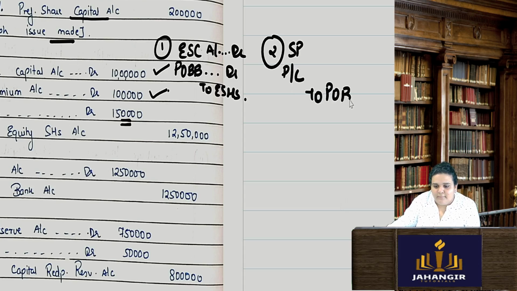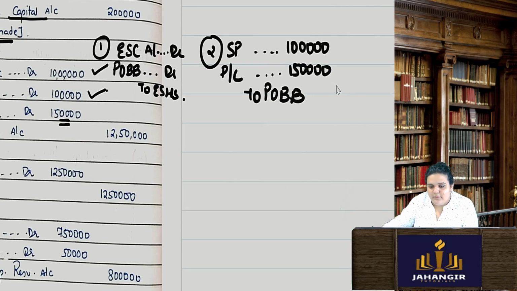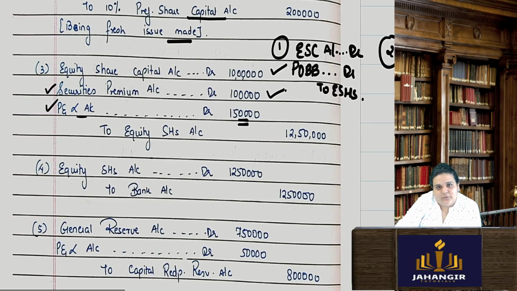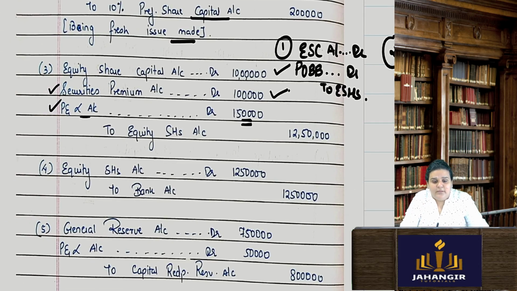From securities premium I used 1 lakh. Okay, and from P&L I used 1,50,000. So to premium on buyback will be 2,50,000. This is also okay, like how I showed you all my journal entries, and even this is okay. Why I am doing these two things? So that when you solve your MCQs, okay, and then something like this is given, you will not say ma'am ne to nahi sikhaya.